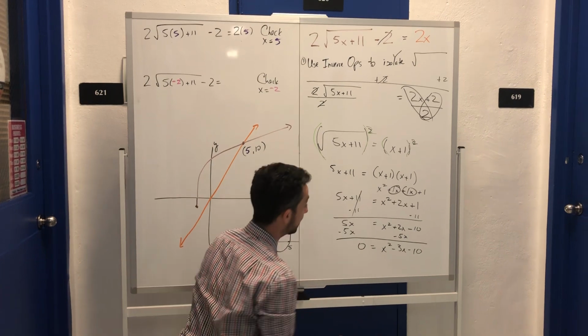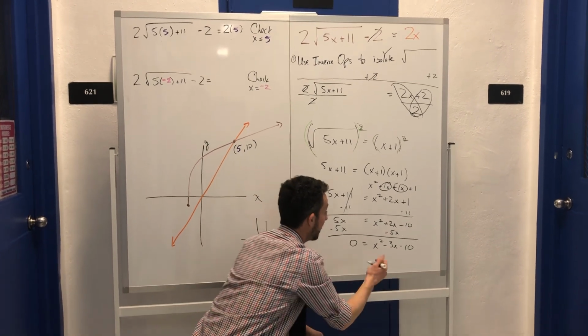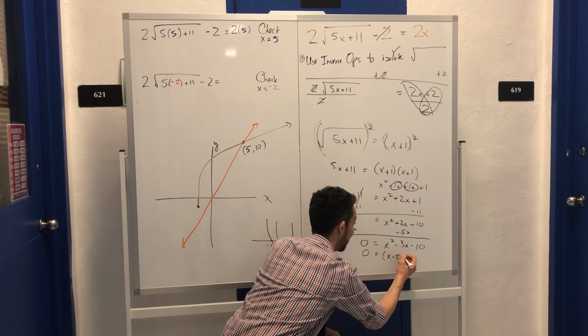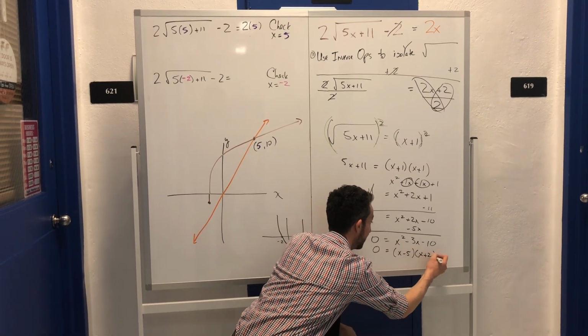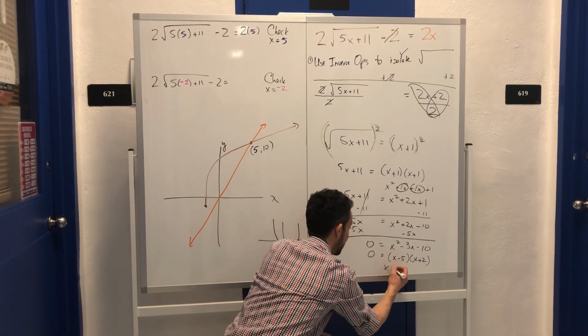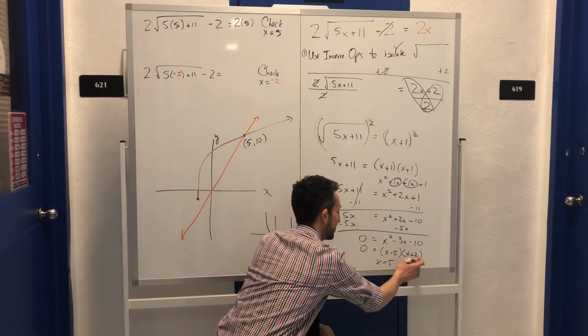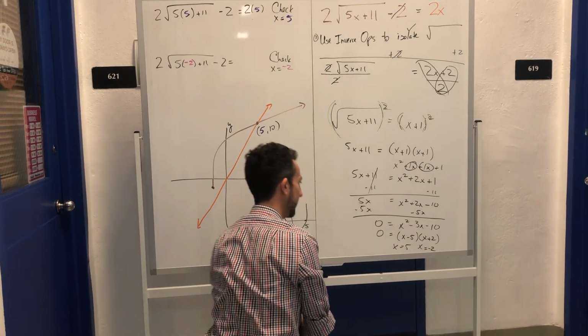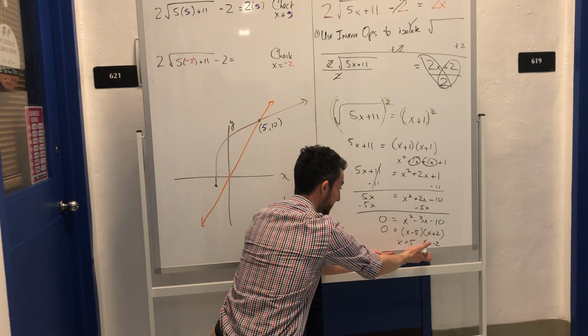The other way to do it is to factor this. I'm not going to show the process of factoring right here, but the factors would be x minus 5 times x plus 2. And we would set those equal to 0, so x minus 5 equals 0, so x equal 5. x plus 2 equals 0, so x equal negative 2. Okay, so we have our possible solutions.